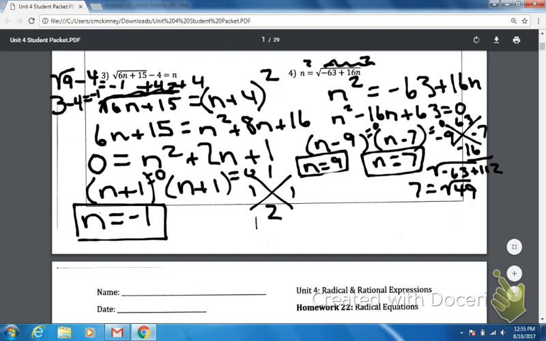Wow, what a messy paper I have. Okay, so the next page is the homework over radical equations. Homework 22.